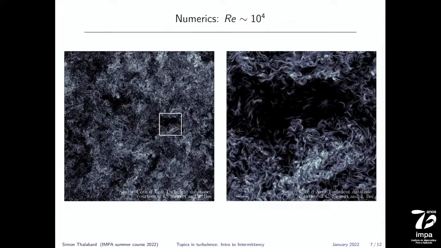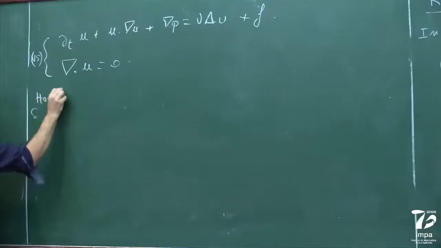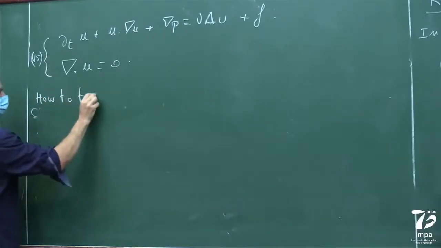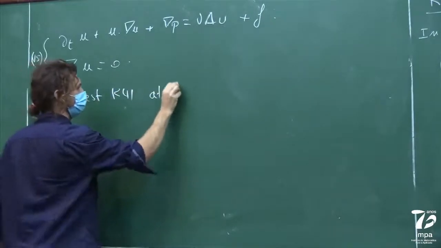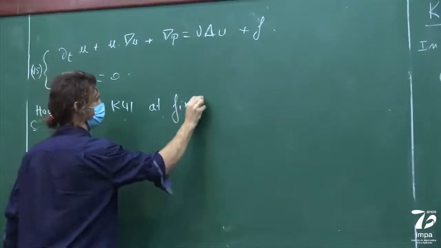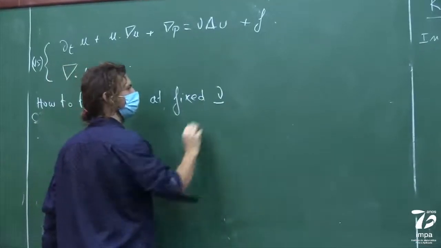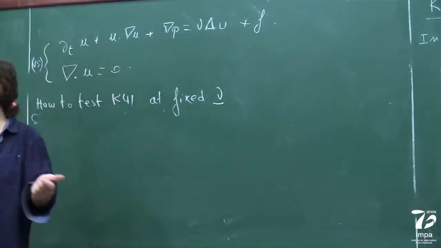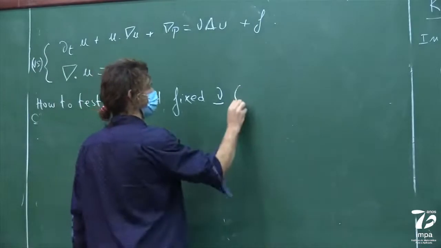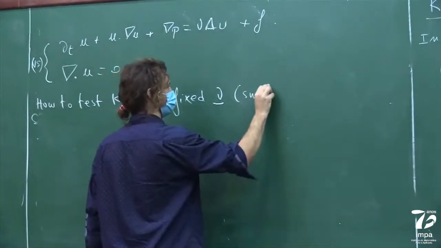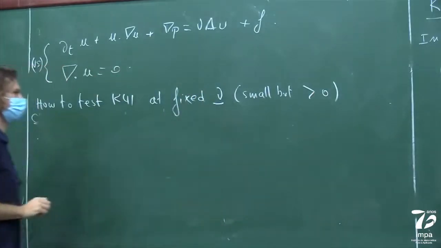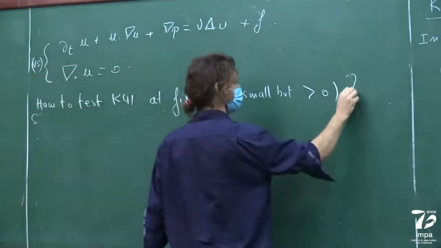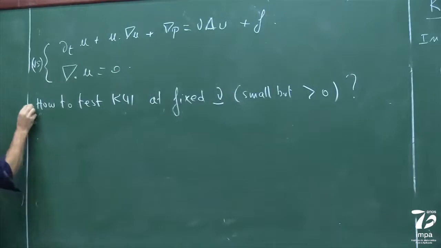So how to test K41 at fixed nu, small but positive? This is the first question.